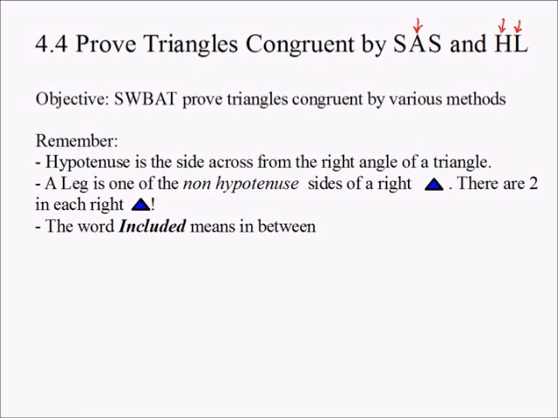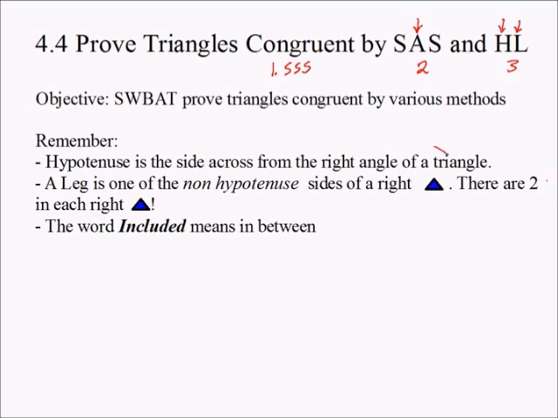So we're still under the same objective. Students will be able to prove triangles congruent by various methods. Here's two methods right here. This is the second one we've learned. This is the third one. And the first one that we know is SSS. We have two more after that, so just stay tuned. Remember, hypotenuse is the side across from the right angle of a triangle.